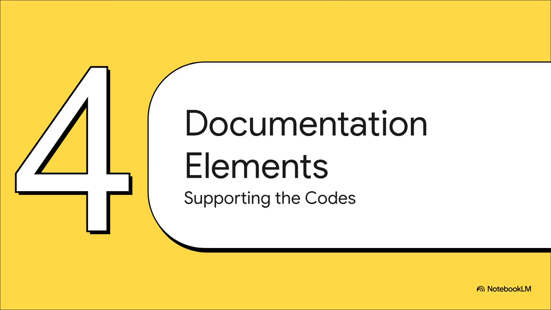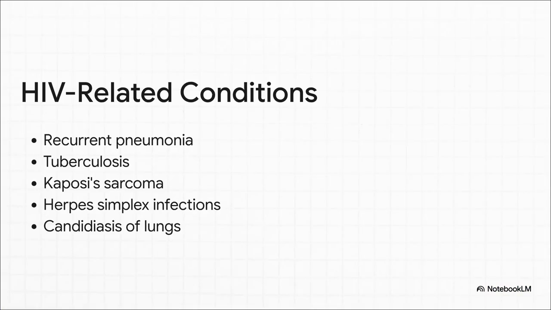Which brings us to Section 4, Key Clinical Documentation Elements. Ultimately, our codes are literally only as good as the clinical notes backing them up. To support assigning B20, the provider's documentation has to clearly establish a direct relationship between the patient's HIV infection and the condition being treated. It is not enough that the patient just happens to have both at the same time. Classic opportunistic infections, things like recurrent pneumonia, tuberculosis, Kaposi's sarcoma, severe herpes simplex, or candidiasis, must be explicitly stated as HIV-related by the provider in order for us to correctly sequence B20 alongside those manifestation codes.